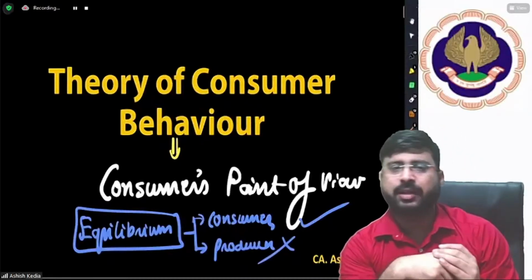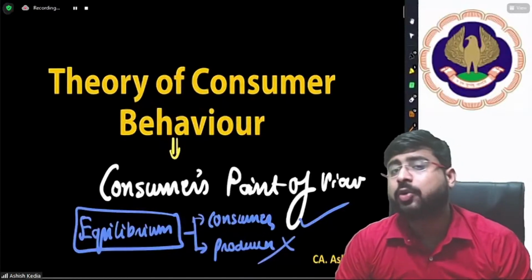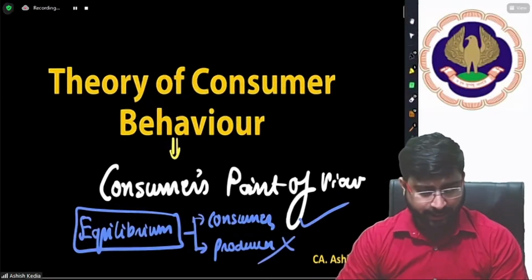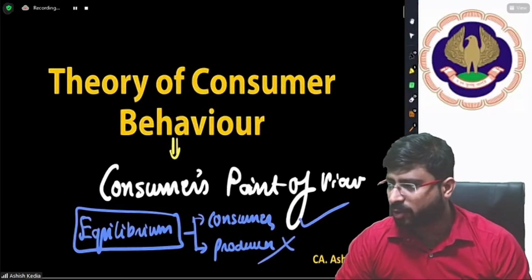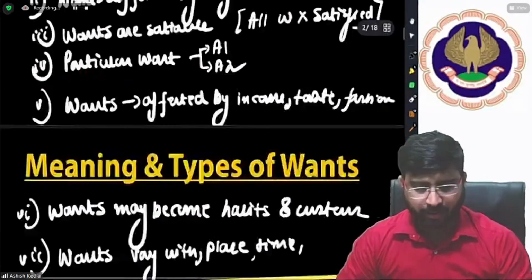Is that clear, friends? What is the objective of this chapter? To find out the consumer's equilibrium. Okay, let's go about it then.